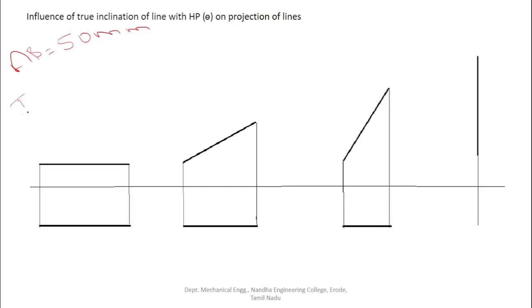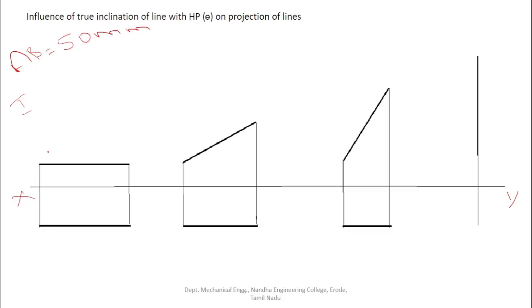In case 1, this is the reference axis, and this is the front view and the top view of the line with different inclinations with the HP. In all the cases the line is parallel to the VP. I already told you that if the line is parallel to the VP, the front view is projected on the VP, so first we have to draw the front view. If the line is parallel to the HP, the top view is projected on the HP, so first we have to draw the top view. In this case we assumed the line is parallel to the VP, so first we have to draw the front view.